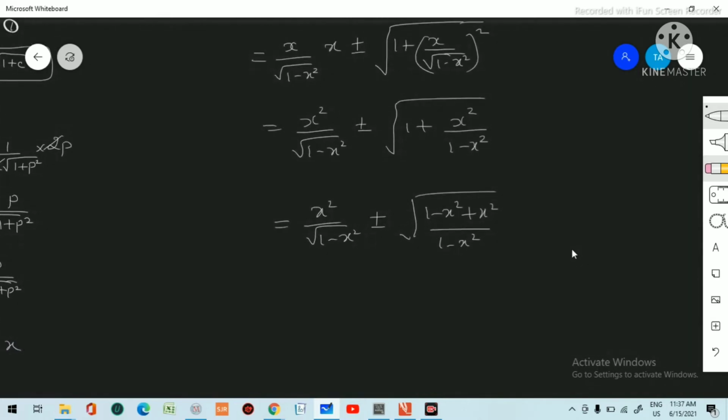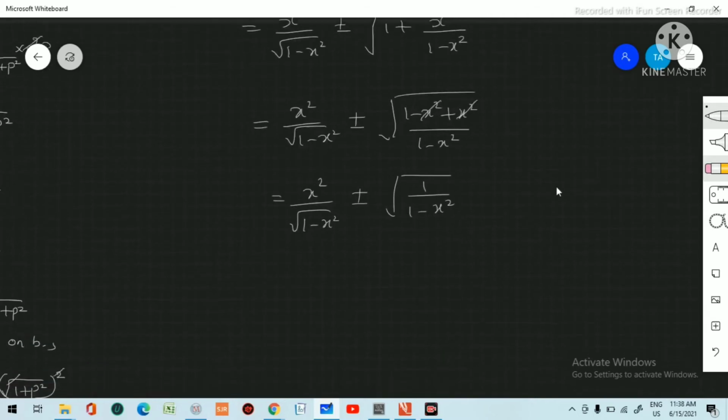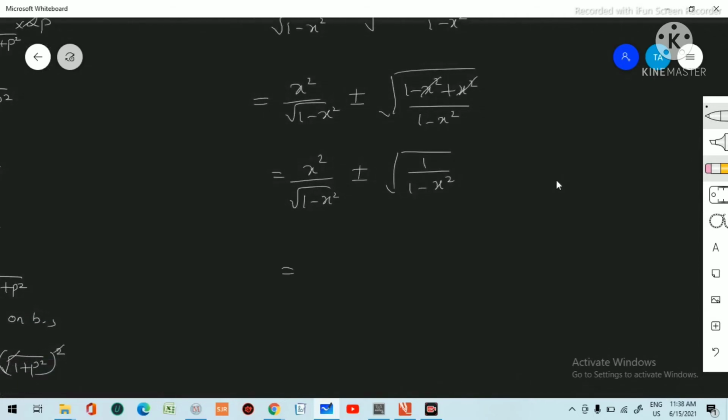LCM then. So what will get cancelled? x square and x square will get cancelled. So x square by square root of 1 minus x square plus or minus square root of 1 by 1 minus x square. So this can be written as y is equal to x square by square root of 1 minus x square plus or minus 1 by square root of 1 minus x square. Is it fine?